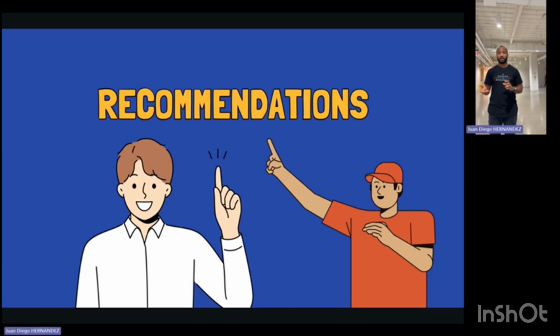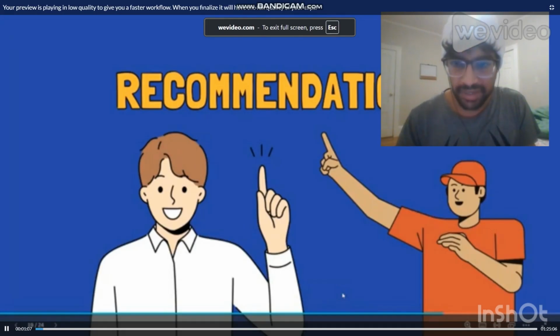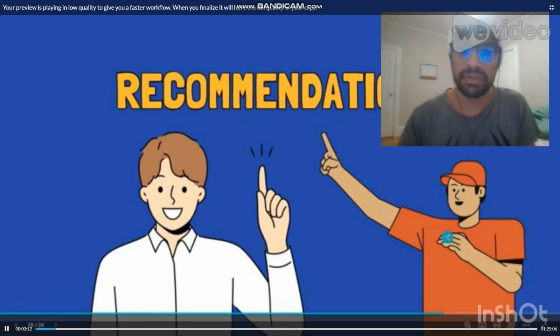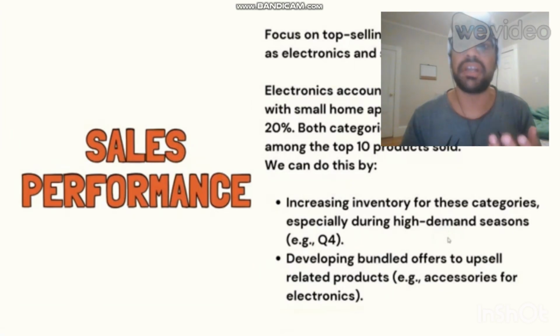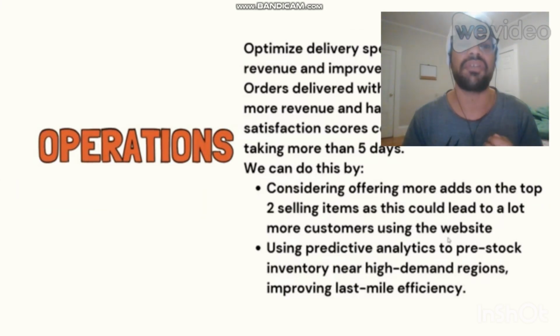So now we can move on into the recommendations. Our recommendations with regard to our sales are to focus on the top selling products like electronics and small home appliances, as we can see that they account for 35% and 20% respectively of sales. So we can increase the inventory for these categories, and we can also do this by developing bundle offers to upsell other related products like accessories or electronics.